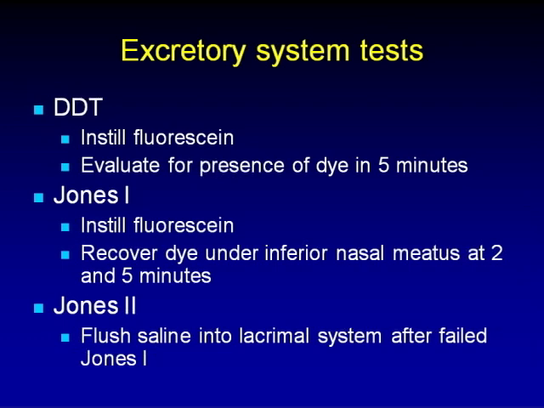So Jones 1 is done first. Jones 2 is done if you don't recover dye after the Jones 1 test, okay? So if you don't recover dye, what you do is you flush the nasolacrimal system with some saline. And if you see dye, then you know it's not a complete obstruction because it can get through, but it just requires you to push some fluid through it, so you think of a functional obstruction. If you don't see the dye, even after you flush with some saline, then you know that it's a complete obstruction. Okay, so that's Jones 1 and 2.